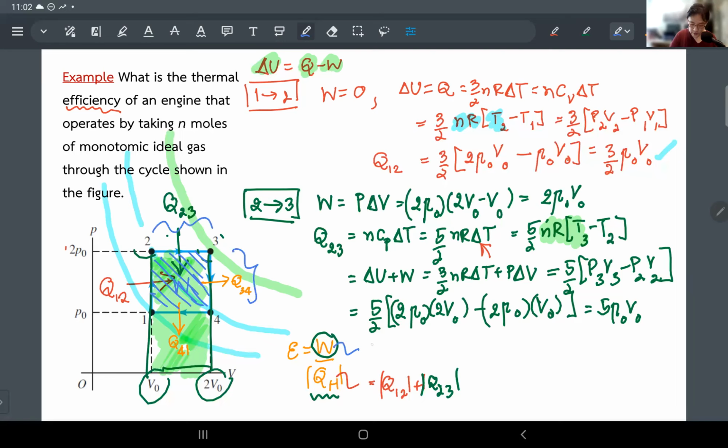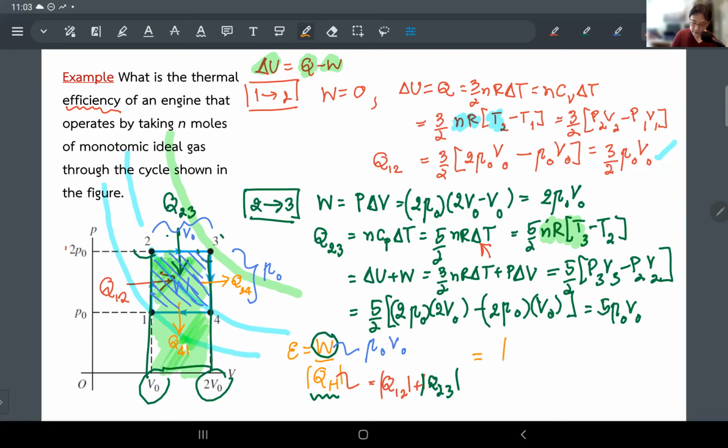Okay, so that means it's just P naught, V naught. Can you see that? The height is P naught, and the width is V naught. And that's it, guys. I got my answer.